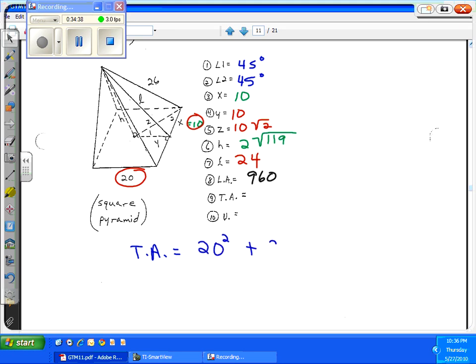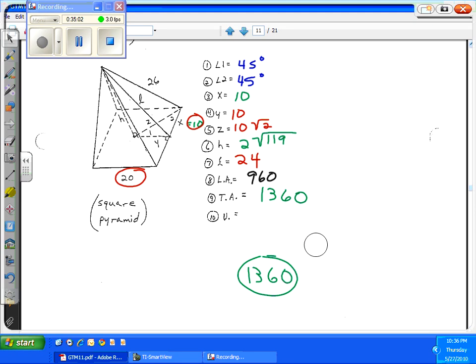So there's the area of the bottom, side squared, plus the sides, which was the lateral area of 960. 20 squared is 400. 400 plus 960 is 1360 for the total area. Any questions there? Okay.